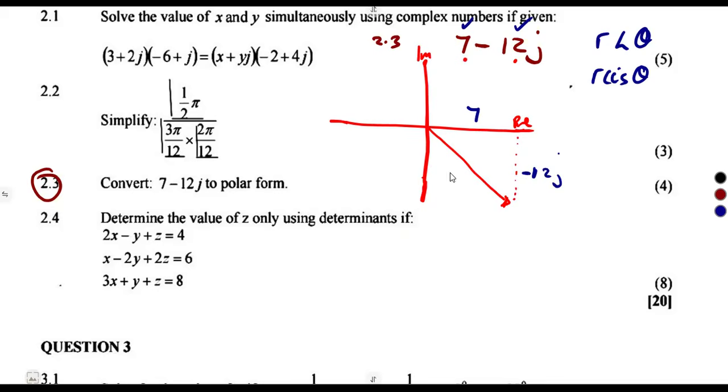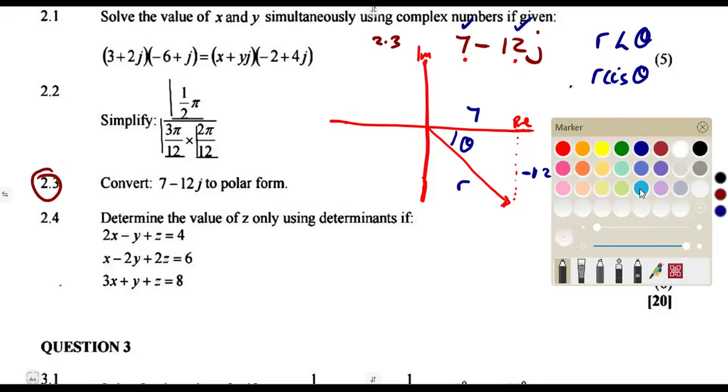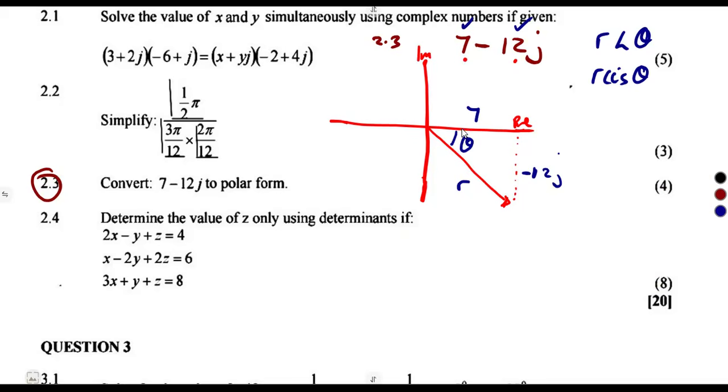That is the case. So this will be your R, the one that you need. You can write this as small letter r. This is your theta, which is your argument. Theta, you can use this one, the acute angle, or you can use the actual angle. Remember, the actual angle from the positive horizontal axis.